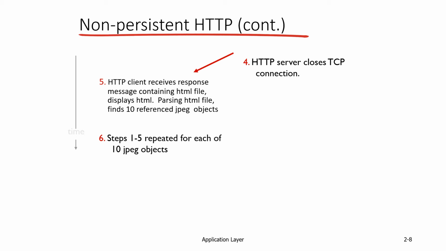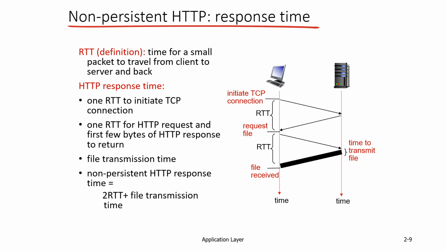So in total, we have created 11 TCP connections: one TCP connection to retrieve the index.html file. Once we parsed the file, we were able to understand that it contained 10 more objects. So then we started creating 10 different TCP connections, one each to retrieve these 10 objects. So that is 11 connections in total. That is an example of non-persistent HTTP.